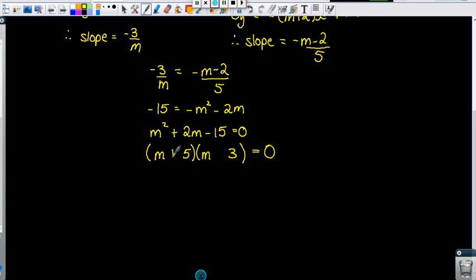Has to be positive 5 and negative 3. Plus times a minus gives me the minus 15. 5m take 3m gives you positive 2. If you had it round the other way, minus 5m plus 3m would give you minus 2. That's no good. We finish off: m equals minus 5, m equals 3.